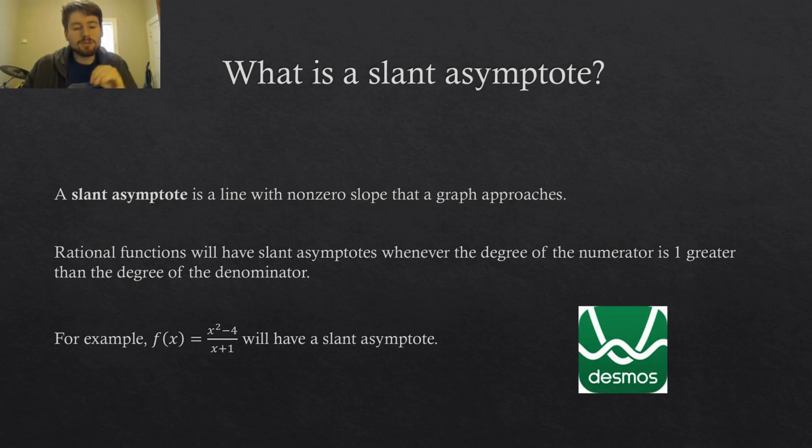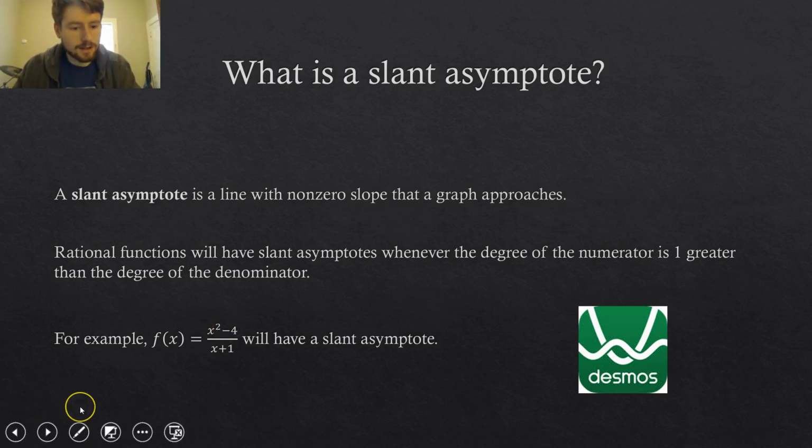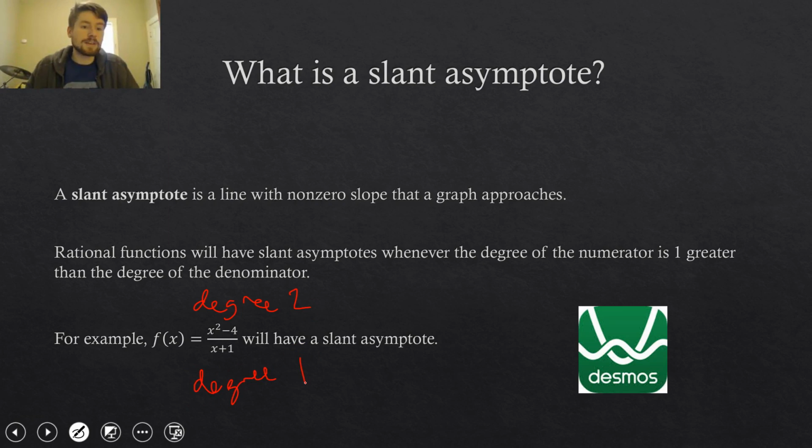For example, (x squared minus 4) over (x plus 1) will have a slant asymptote because we have degree 2 on top and degree 1 on the bottom. Previously, all we knew about this was its end behavior. It's going to have the same end behavior as x: as you go left, you go down, and as you go right, you go up.